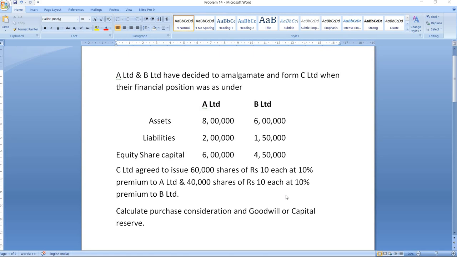Now see, the information given in the problem is of two types. One is assets and liabilities are given in the problem, and also the mode of payment is given to us. That is, they have issued shares at a premium. So which method of purchase consideration is to be taken? We have to use the mode of payment method, wherein the method of payment is clearly given to us.